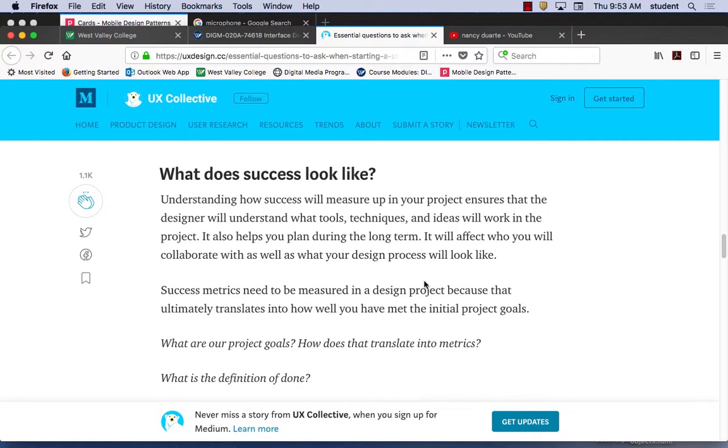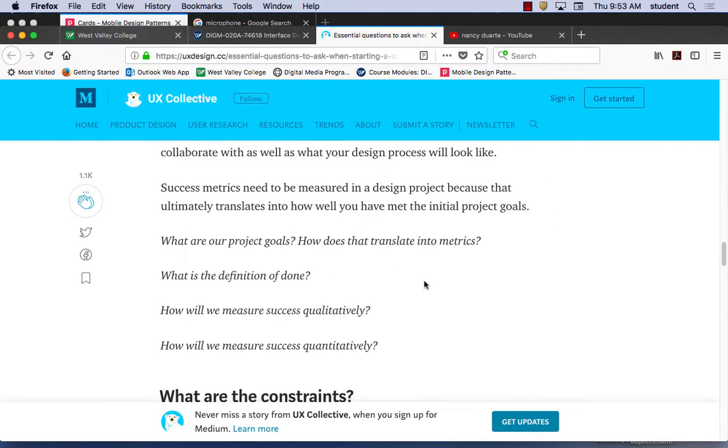What does success look like? Quantitative. Qualitative. Our goal is to get 50,000 users within the first 2 months. Could be a goal.